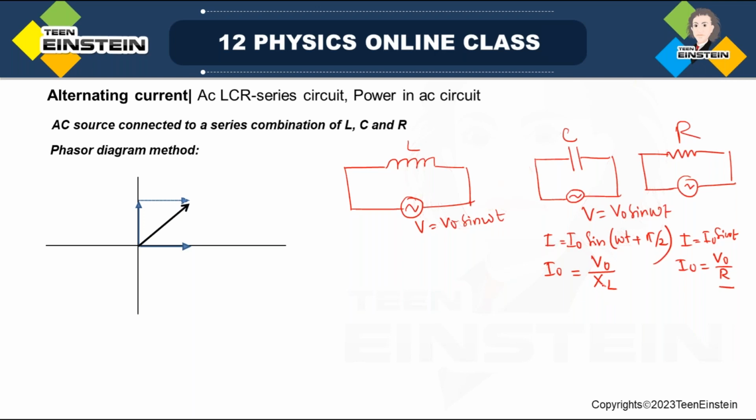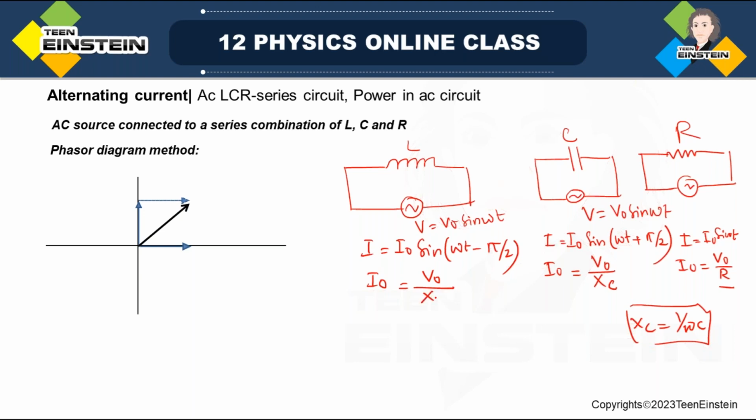Okay, capacitive, I'm sorry. So capacitive reactance XC, where XC is 1 over omega into C. And in this case, the current I is equal to I0 sine omega t minus pi by 2. And what was the magnitude of the current? The magnitude of the current is V0 divided by XL, where XL is omega into L. So these are a few pieces of information we have already got.